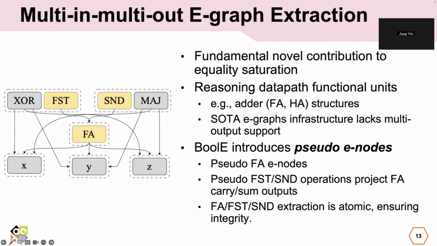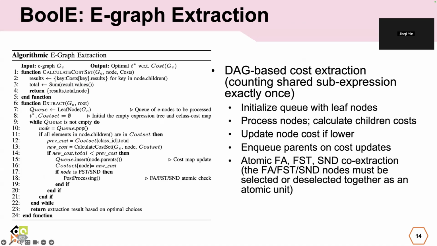The extraction of the full-adder, the first and the second E-node, is atomic, ensuring the structural integrity of the identified adder. The introduced pseudo E-node is theoretically sound and doesn't affect the quality of results. Our cost function is therefore defined to maximize the number of pseudo full-adder E-nodes that can be constructed. The E-graph extraction process is guided by this algorithm.